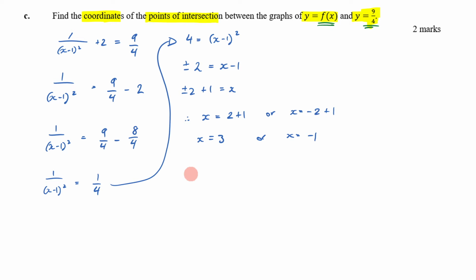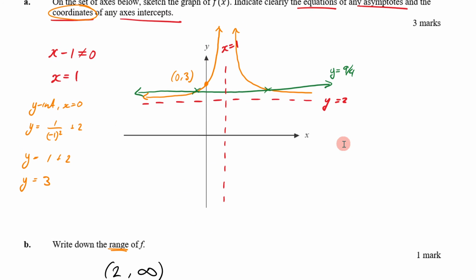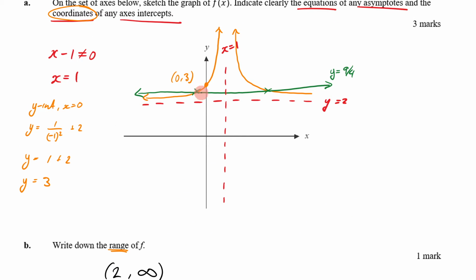Now that we've got this, you have to remember we need our answer in terms of coordinates. We know what our x value is going to be. It's going to be 3, but what's our y going to be? Well, the y is just going to be 9 on 4. If you come up and look at our graph for a second, this kind of makes perfect sense. 9 on 4 is the y value of both of these, isn't it?